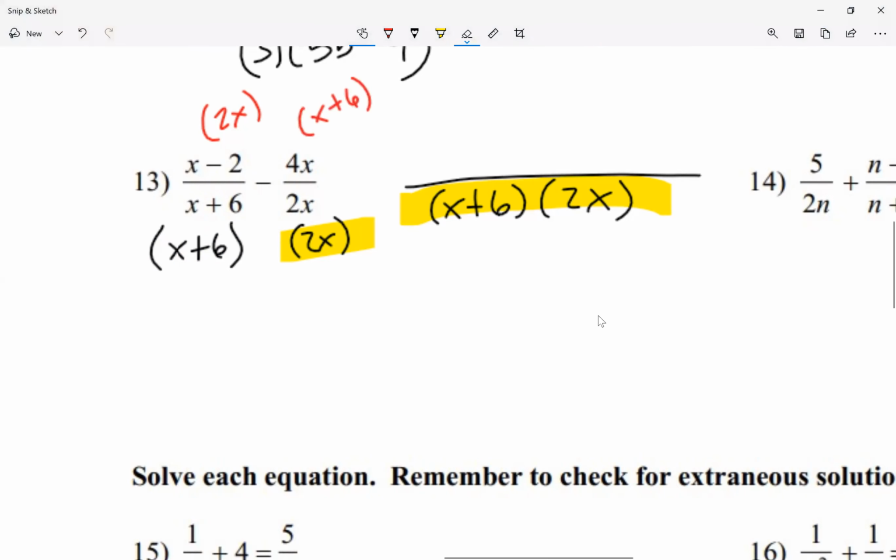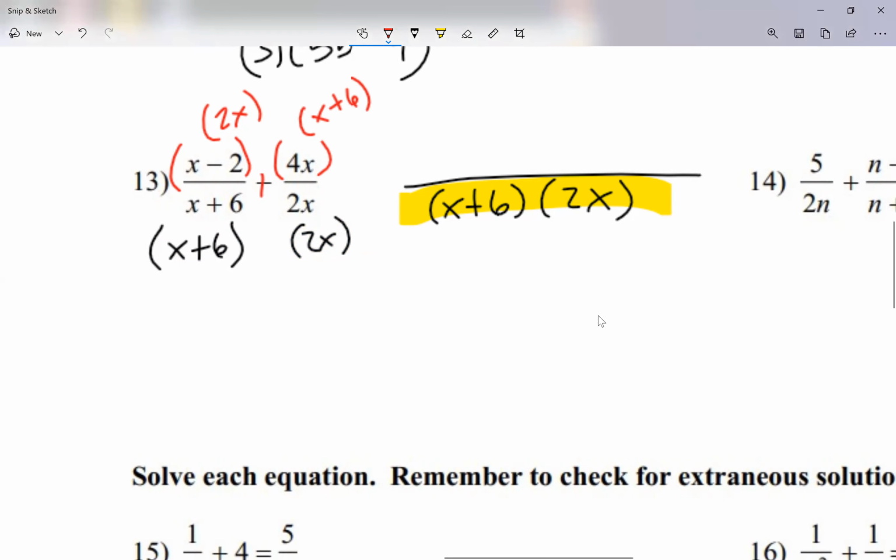Okay. There's a minus in between my fractions. I have to switch that to a plus and give the negative to one of my factors. So I have two parentheses on the second fraction, give the negative to everything inside of one of the parentheses. So I'm going to choose this negative 4x.